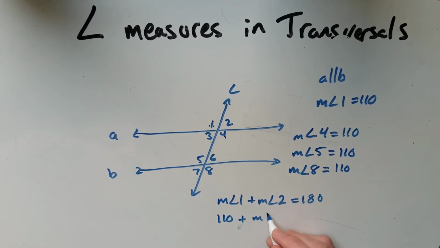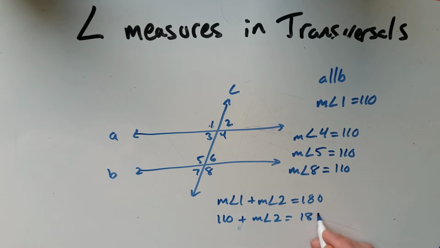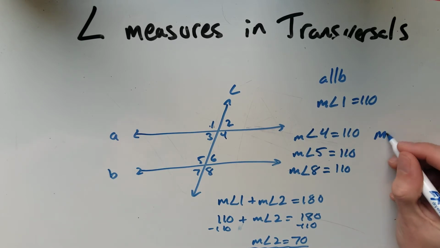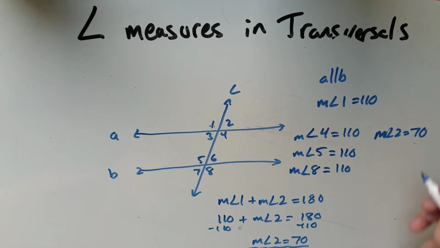And we're adding the measure of angle 2. So we just subtract 110, and the measure of angle 2 should equal 70. So measure of angle 2 equals 70. Now we can use that to find some other missing angle measurements.